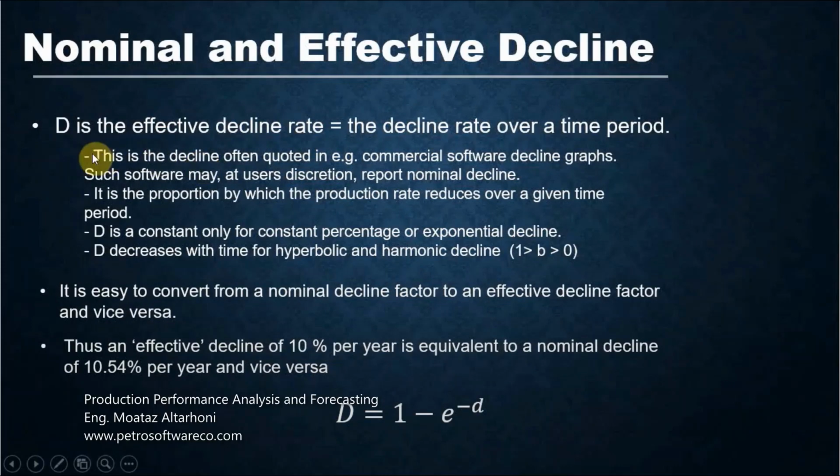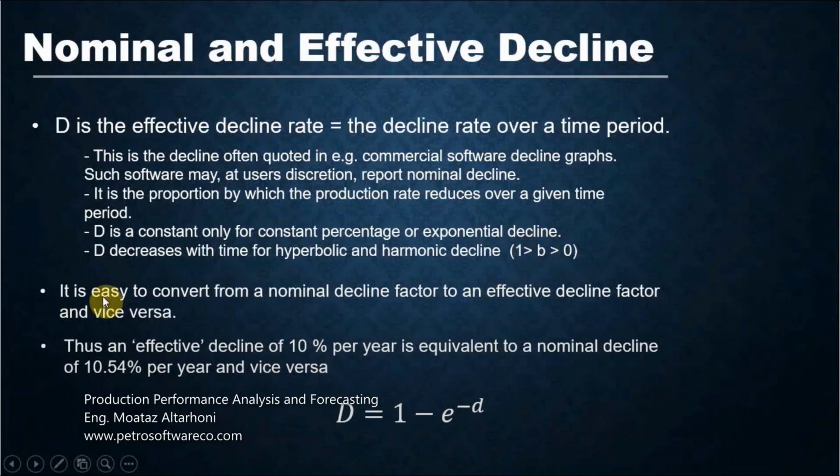Effective decline is equal to the decline rate over the time period. That's the definition, and we can use it in software depending on the graph we have. D is constant only for constant percentage or exponential decline, because as we defined it, the exponential is a straight line, so the effective decline will be constant. But it will decrease for hyperbolic or harmonic when we change the B, because the B factor is affected by the curve changes.